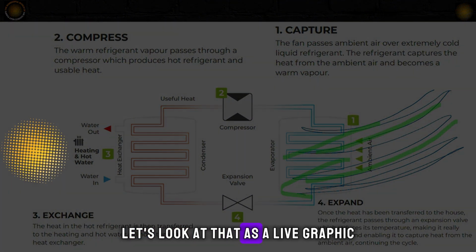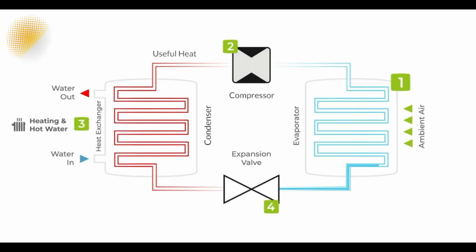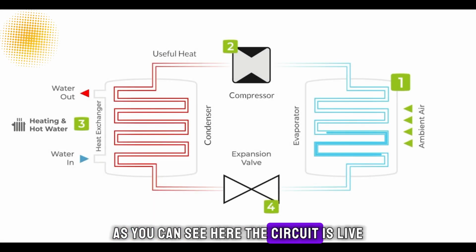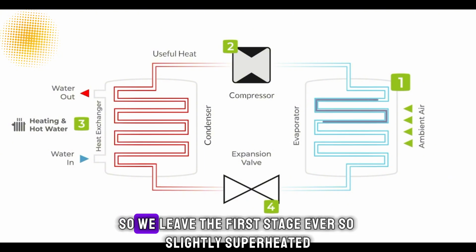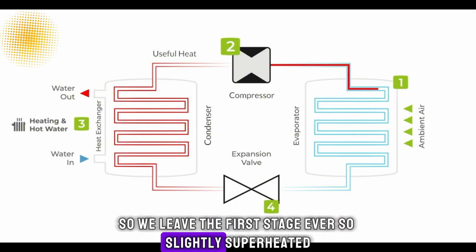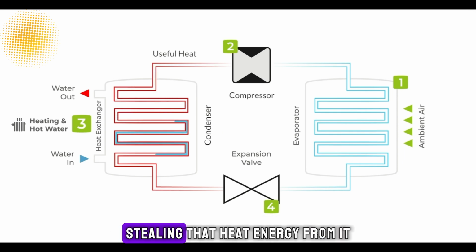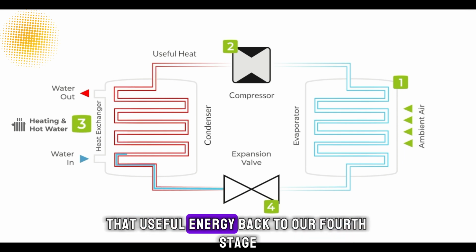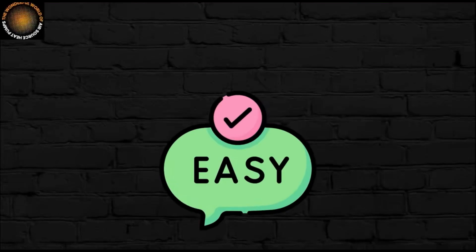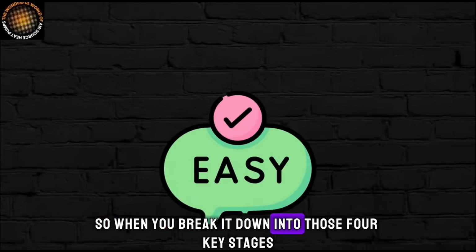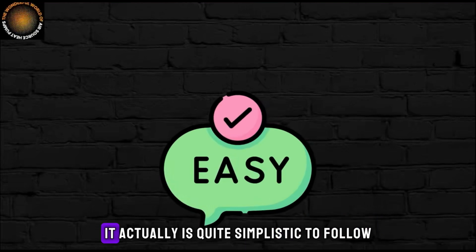Let's look at it as a live graphic. As you can see here, the circuit is live. So we leave the first stage ever so slightly superheated, compress that refrigerant where we exchange it to our water system, stealing that heat energy from it, that useful energy, back to our fourth stage, which is expansion. So when you break it down into those 4 key stages, it actually is quite simplistic to follow.